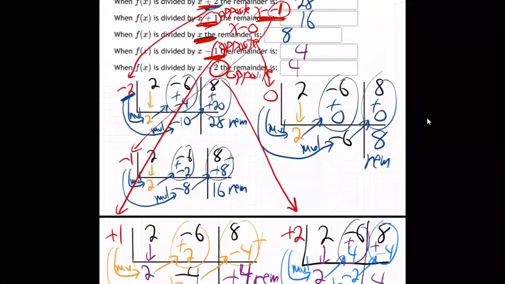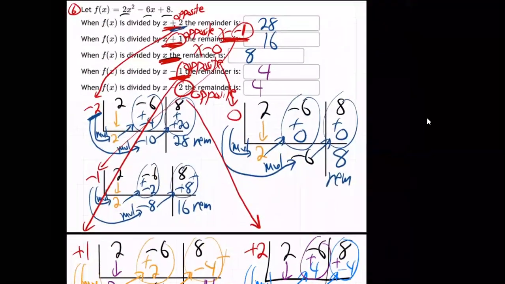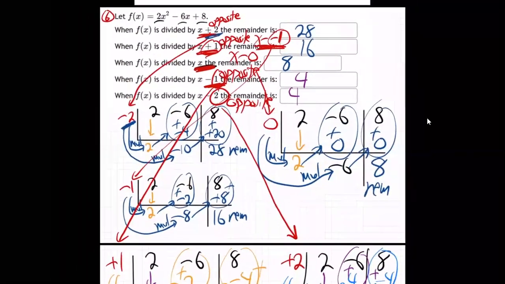So remember, whenever you do this synthetic division, it's always the opposite of the number next to x. If you have a plus 2 next to x, you use negative 2 in your dividing. If you have a minus 2 next to x, you use positive 2 in your dividing. It's always opposite. If you just have plain x, you use 0 in your dividing.